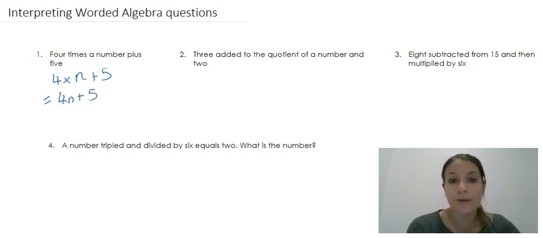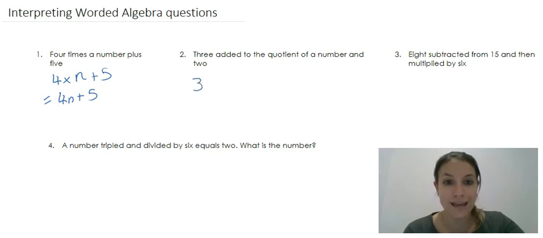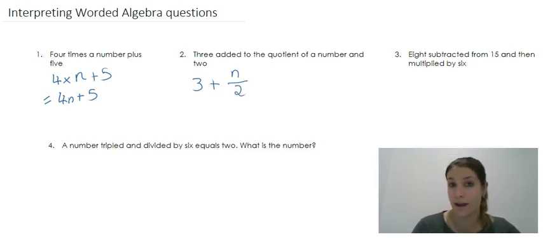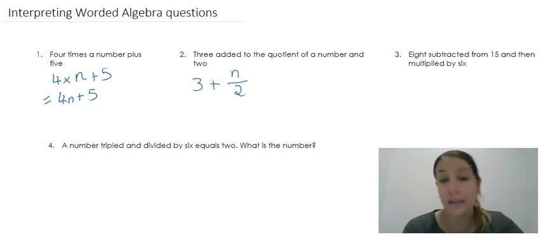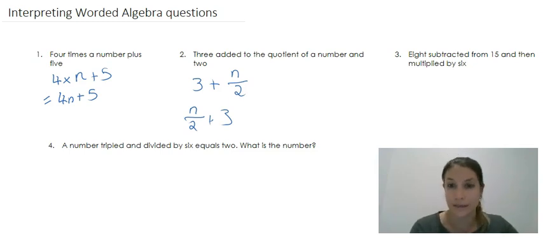Number 2, 3 added to the quotient of a number and 2. So quotient, we need to know means division. And what we've got is 3 added to the quotient of a number and 2. And because we know our division in our algebra, we want to keep that looking like a fraction. We can have it that way, or because we know division always comes first, equally, we could also write it as n divided by 2 plus 3. So either way, it would still mean the same thing.